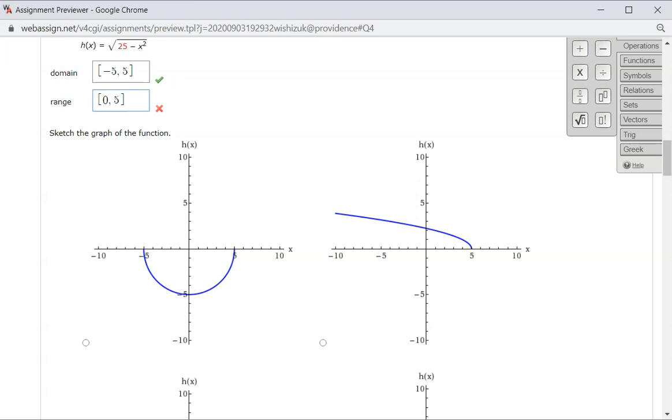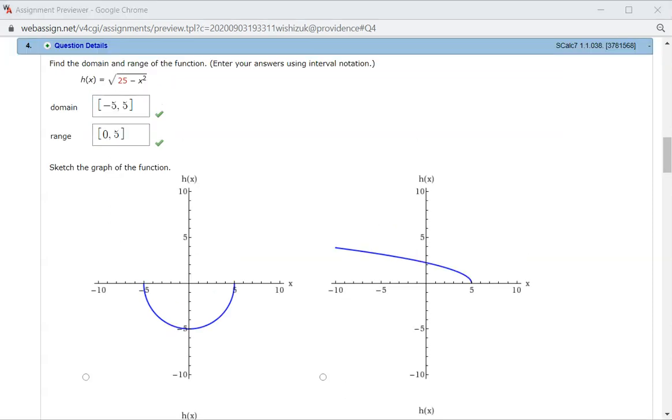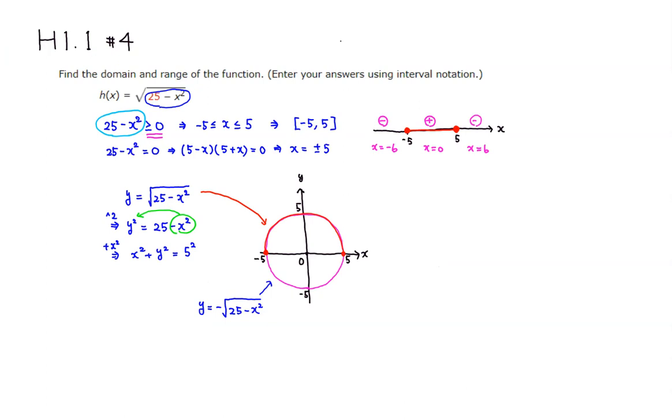All right, so let's check the answer. All right, it came back, and looks like we got the range correctly as well. All right, that's it. I hope that this was clear.